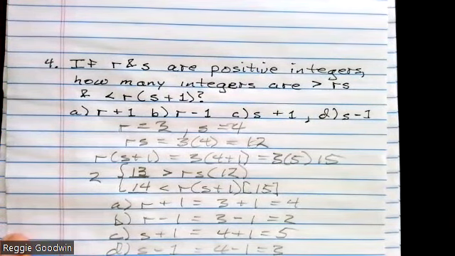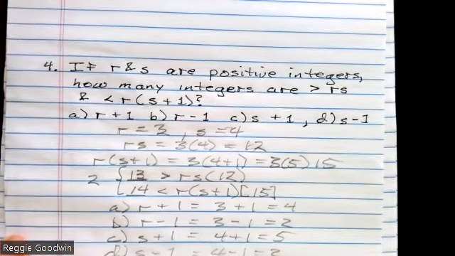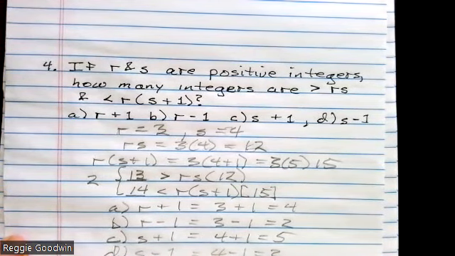So again, it says if r and s are positive integers, how many integers are greater than the product of r times s and less than the product of r times s plus 1? Well, we said, based upon the fact that 13 satisfies that here and 14 satisfies that here, then how many integers? We said was 2. Well, this is 2. B would be your answer. And that's how you have to think about it. It's kind of a logic problem as well as an algebra problem.